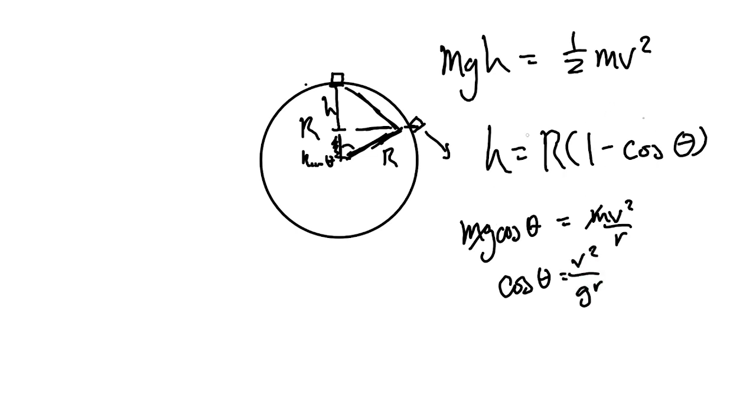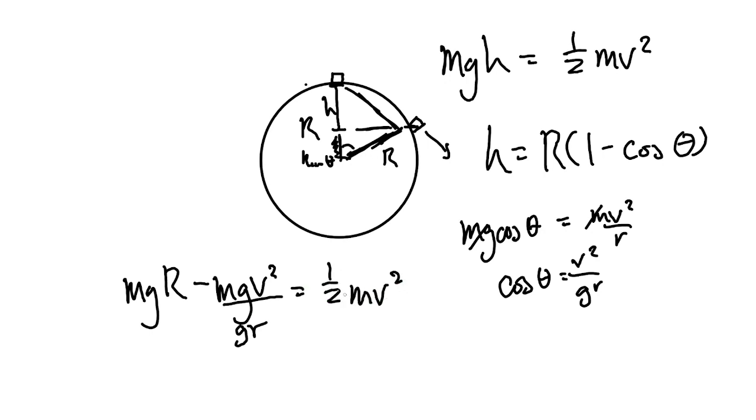So now we can plug that back into here and plug that back into here. So that means our mgr minus mg v squared over gr is going to be equal to 1 over 2 mv squared. Hopefully I got that right. If I didn't, I will be very embarrassed. So let's start crossing stuff out. So here, here, here, we have these two can cross out. That means that our gr minus v squared over r is equal to 1 over 2 v squared.